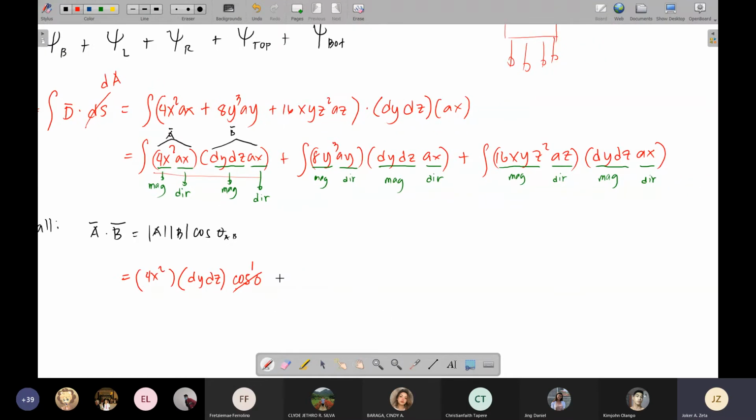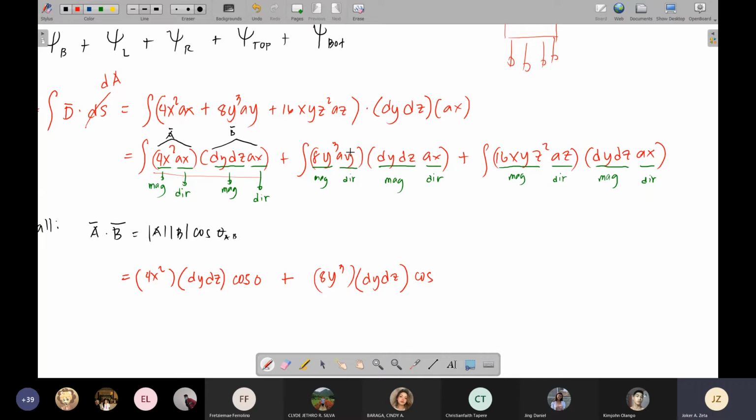Now let's apply the same to the plus term. Applying the same formula, this will be our vector A and this our vector B. The magnitude of vector A is 8y cubed, times the magnitude of vector B, dy dz, times the cosine of the angle between them. This vector is on the y-axis, and this vector is on the x-axis. So what is the angle between the two of them?